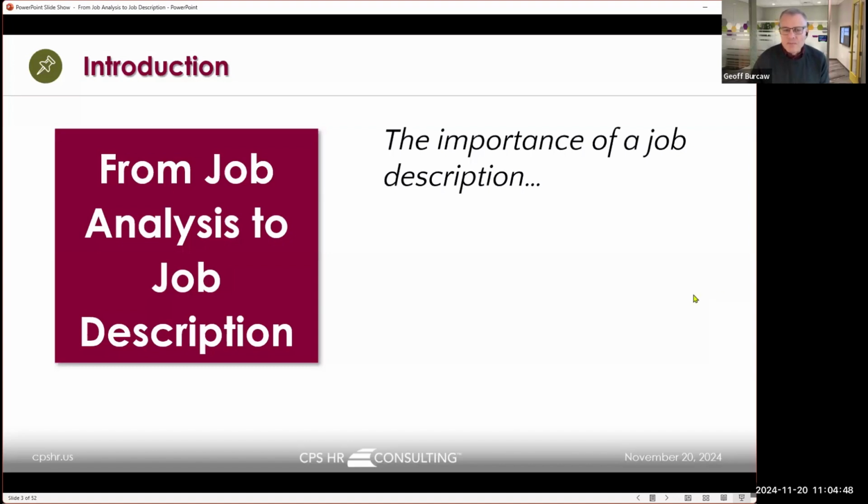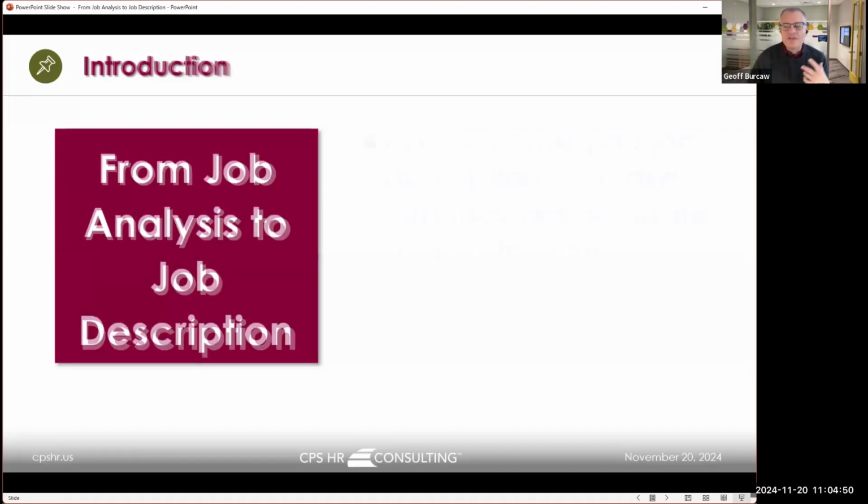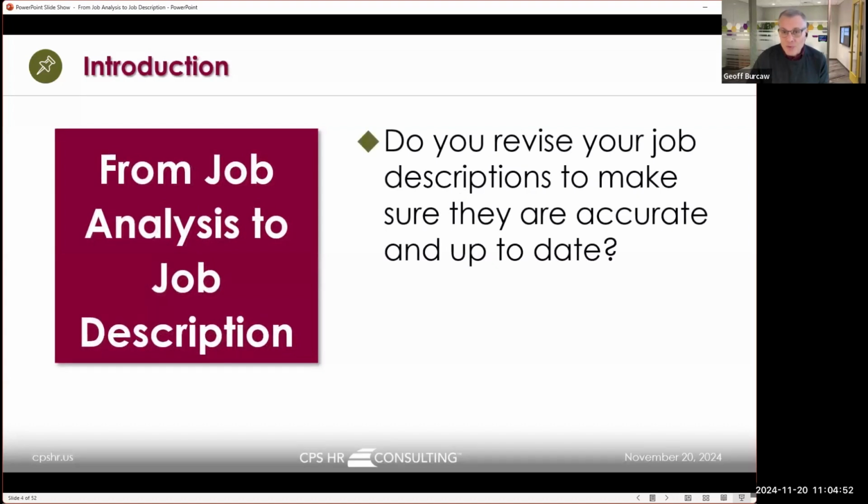But given that job descriptions are so important, that brings up the question, how often do we actually go back to our job descriptions and revise them and make sure they're accurate and up to date?